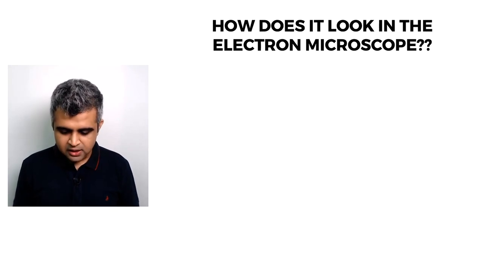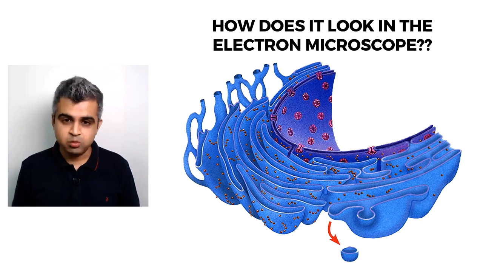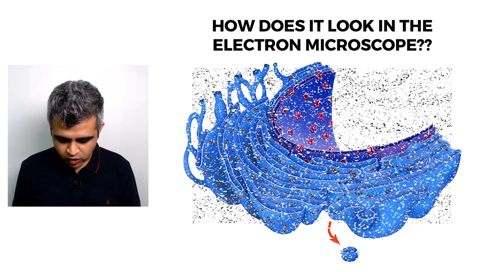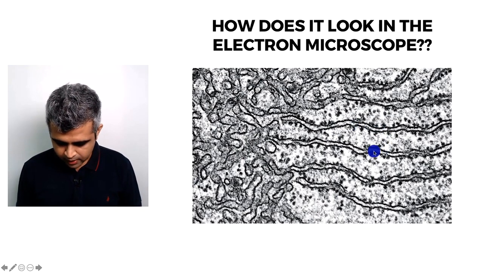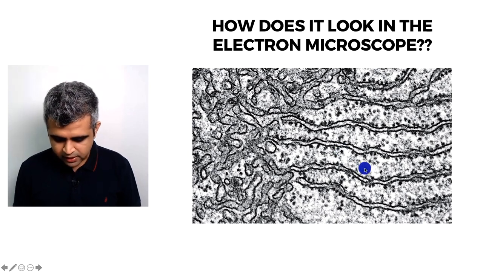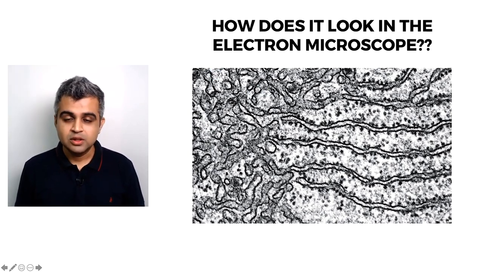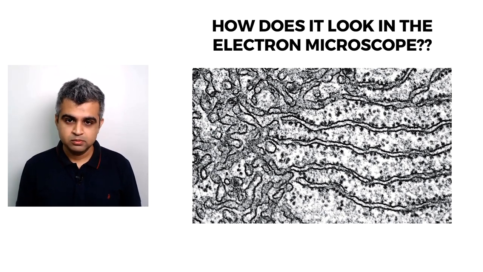Excellent. So finally, how does this look under the electron microscope? How does the illustrated picture of endoplasmic reticulum look under the microscope? So it looks somewhat like this. These structures here are the cisternae. And what you see here are the ribosomes. So this whole area here is actually rough endoplasmic reticulum. What you see here are the vesicles, and you can see that there are no ribosomes surrounding this area. So this here can represent the smooth endoplasmic reticulum. So this is how it looks under the electron microscope.